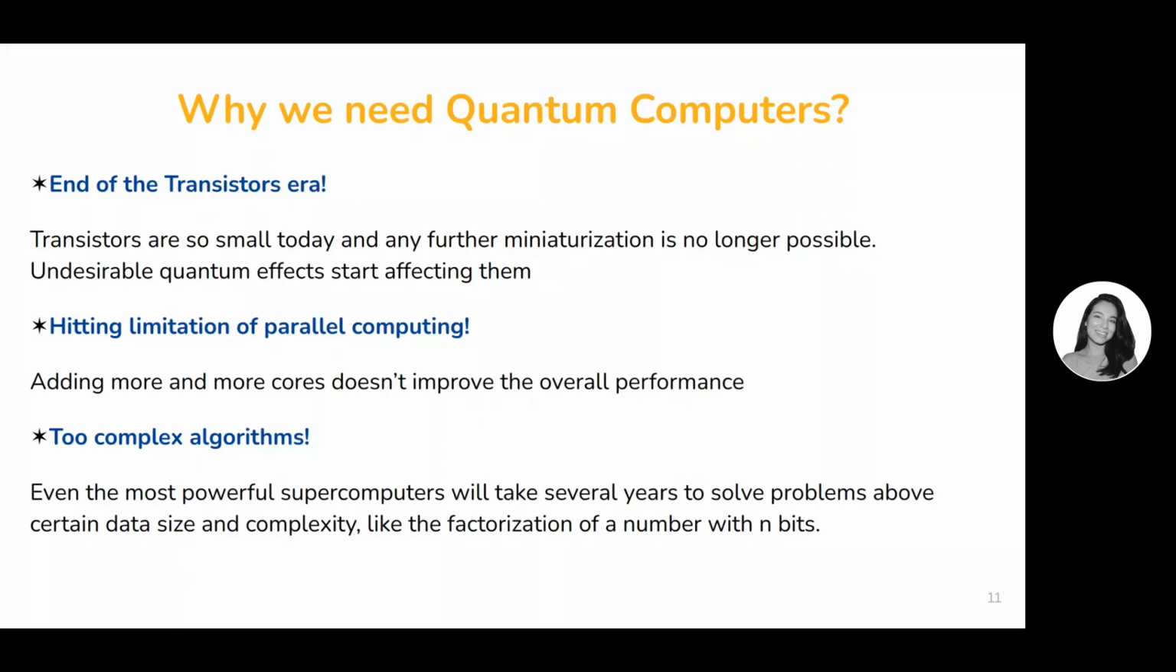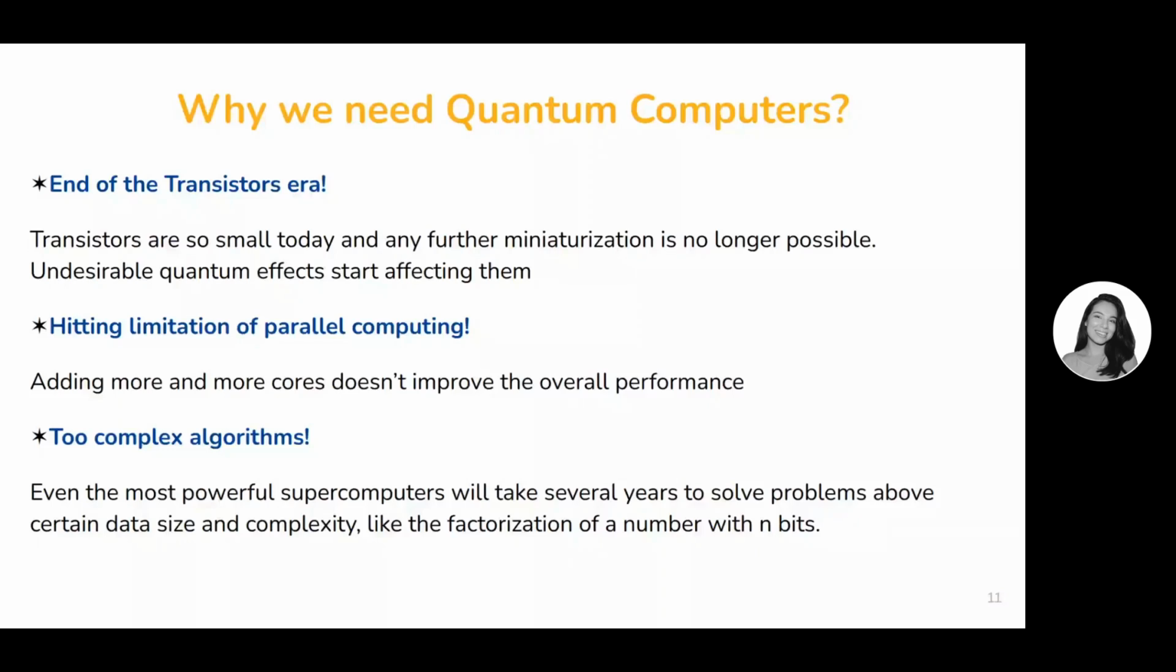Second is that we have hit the limitation of parallel computing. Supercomputers are very, very highly performing, but still we are now at a very stagnant stage where adding more and more cores does not improve the overall performance. And the third point is that we are now witnessing more and more complex algorithms. We are witnessing larger data. We are witnessing a lot of problems that are too parametric, or have too much information involved, or too many constraints involved, to the point that classical computers take too much time to solve.